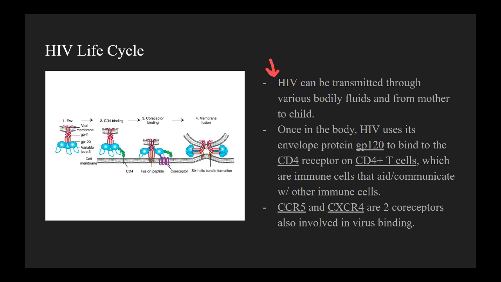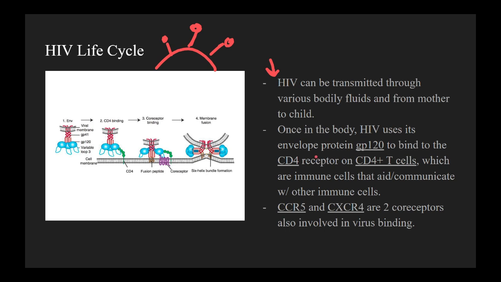It's more through specifically bodily fluids like blood. So once HIV comes into the body, what it does is it has an envelope protein, a protein on its membrane, kind of sticking out. Like if you've seen pictures of COVID, right?